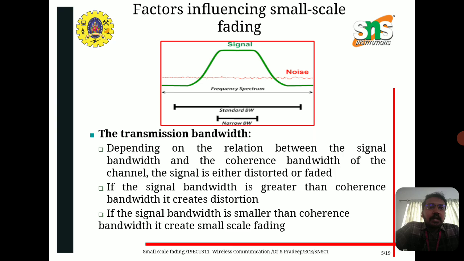The transmission bandwidth. Depending on the relation between the signal bandwidth and the coherence bandwidth of the channel, the signal is either distorted or faded. If the signal bandwidth is greater than coherence bandwidth, it creates distortion. If the signal bandwidth is smaller than coherence bandwidth, it creates small scale fading.